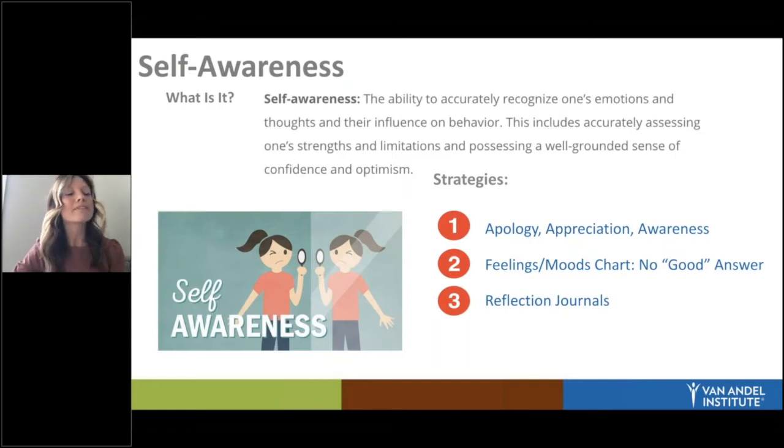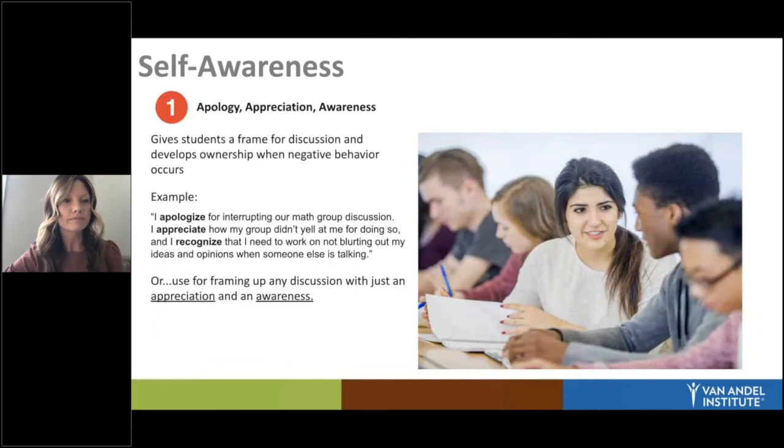So that first core competency is self-awareness. And what is self-awareness? CASEL defines it as the ability to accurately recognize one's emotions and thoughts and their influence on behavior. This includes accurately assessing one's strengths and limitations, and also possessing a well-grounded sense of confidence and optimism. The strategies we're going to spell out today are apology, appreciation, and awareness as one, then a feelings and mood chart, which we like to call no good answer, and then also the power of reflection journals. So the first one is the apology, appreciation, and awareness.